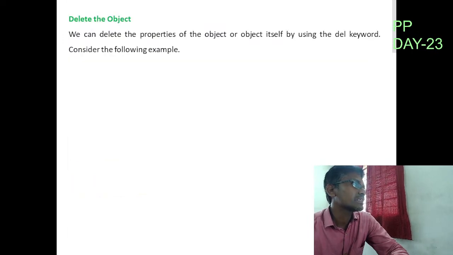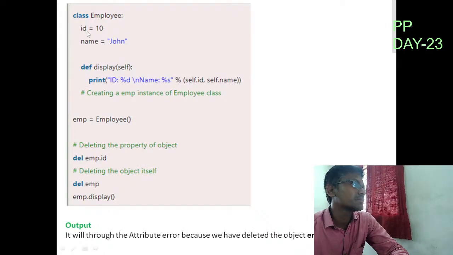And next one is deleting objects. It is possible to delete objects in C++ as well as Java also. So for example, class with id equal to 10 and name equal to John. These are the variables in the class Employee, and the method is display, and I want to access id and name by using a self parameter. And after that, I'm going to create an object for the Employee class. So now I'm going to delete by using the del keyword.